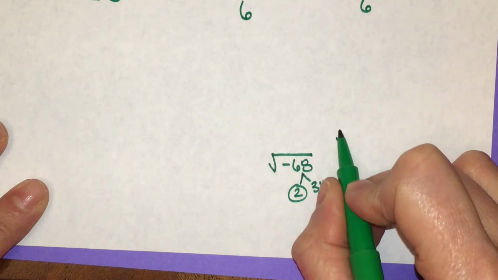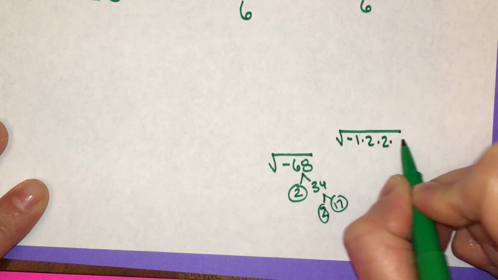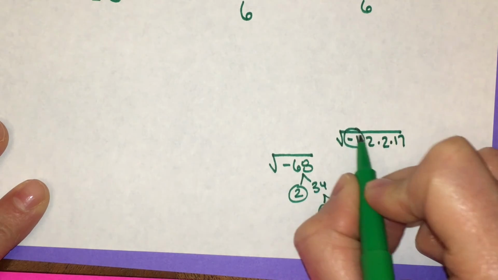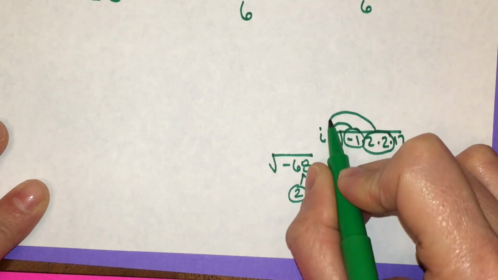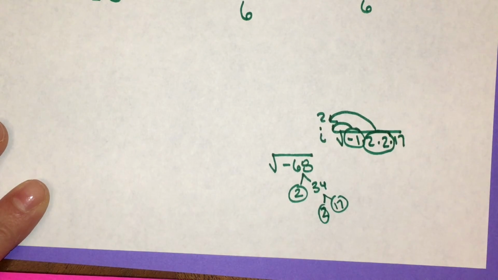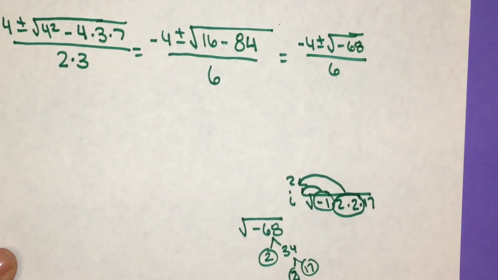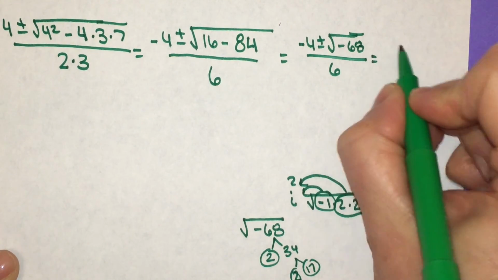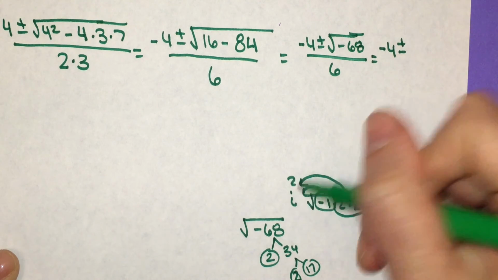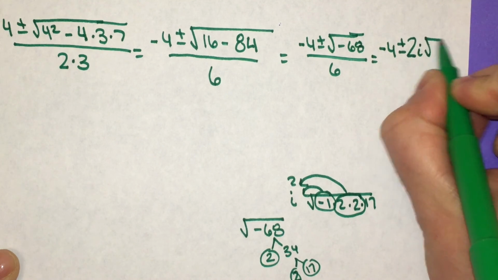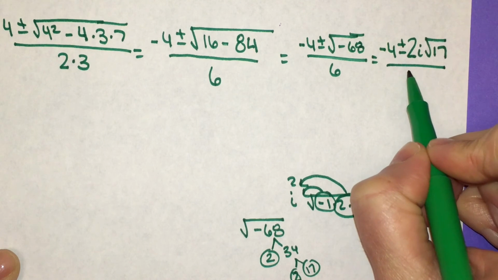So this breaks down to square root of negative 1 times 2 times 2 times 17, meaning square root of negative 1 is i that I can bring out. Square root of 2 times 2, I can bring out a 2, and 17 staying under. So this reduces to negative 4 plus and minus 2i times the square root of 17. All of that over 6.